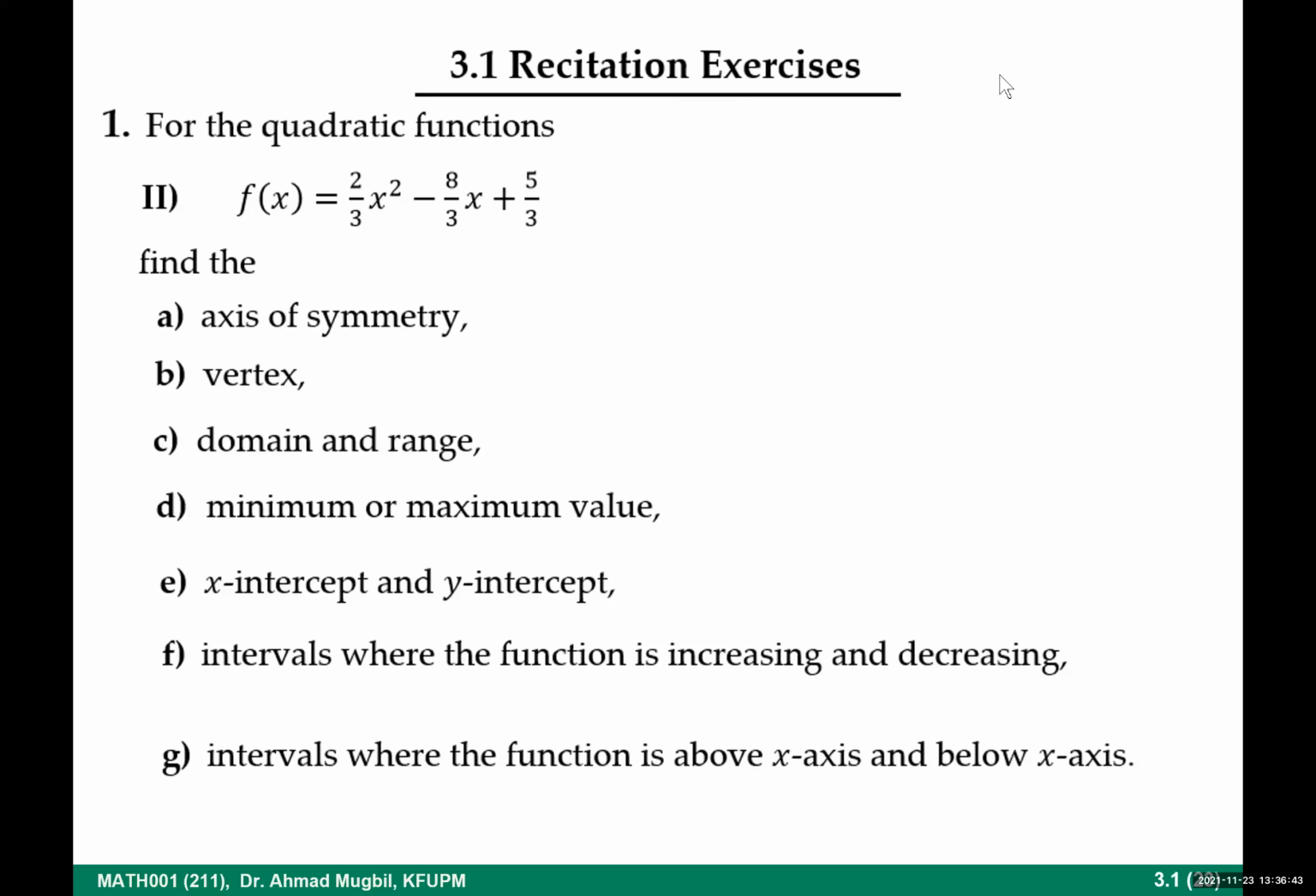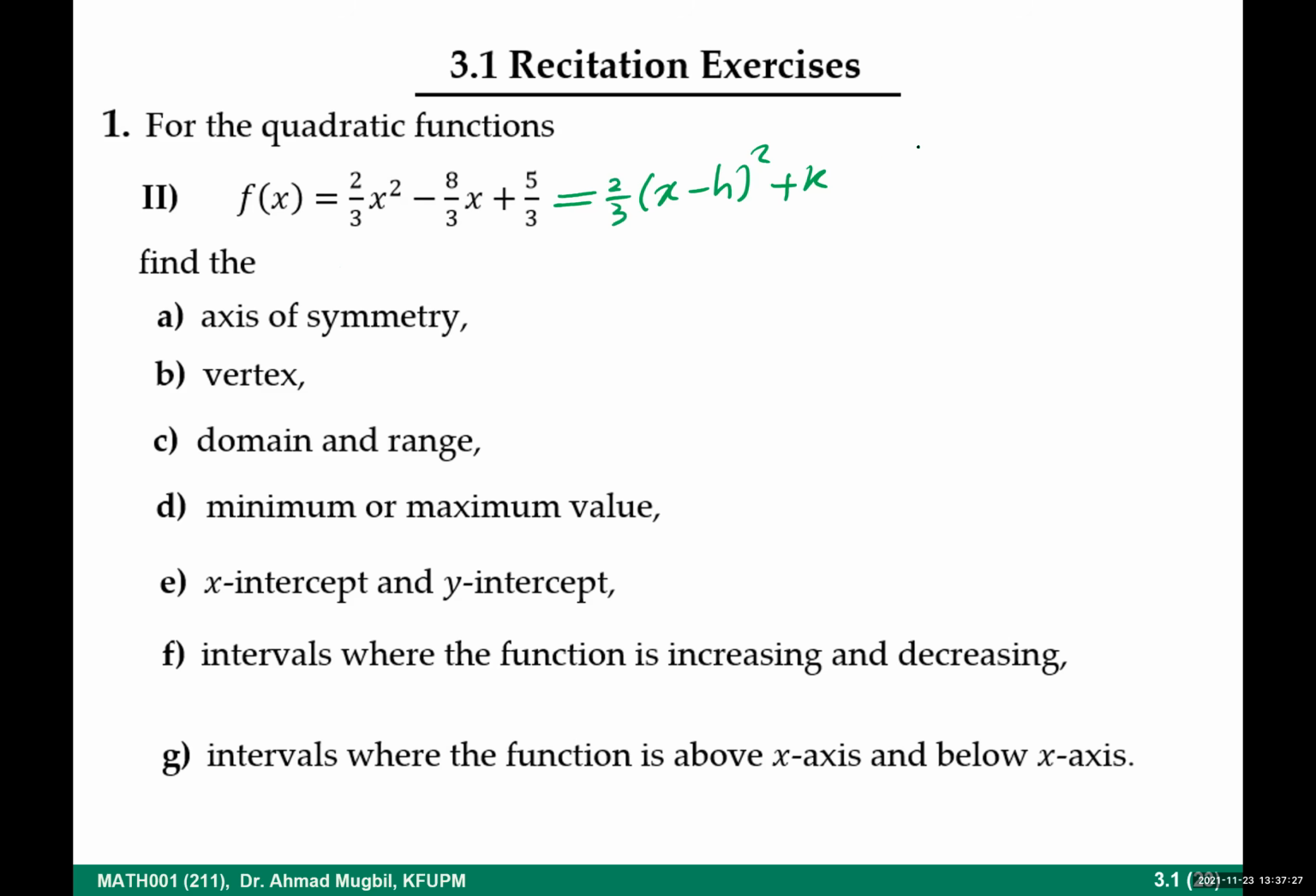What should you do first to find the axis of symmetry and the vertex? So you are not going to complete the square? No need. You don't need to complete the square. You can complete the square, why not? But it is not necessary. You just need to write it in the standard form. Let me write it. This is the form that you want. Now, A is given. A is 2 over 3. Now you need to find what h is and what k is.